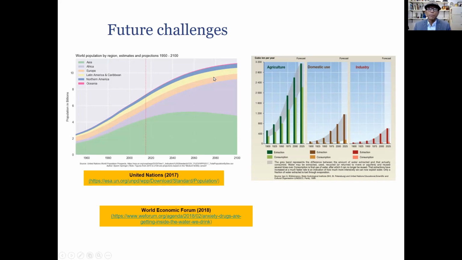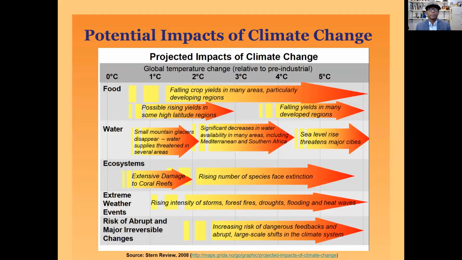Now, with more people coming, more food needs to be produced, more drinking water would be needed, and more industrialization is happening. Every sector needs more water. How are we going to support our planet, our human civilization? That is why we all need to work together to make sure that we conserve, we reduce waste, and we preserve the water quality for our future generations.